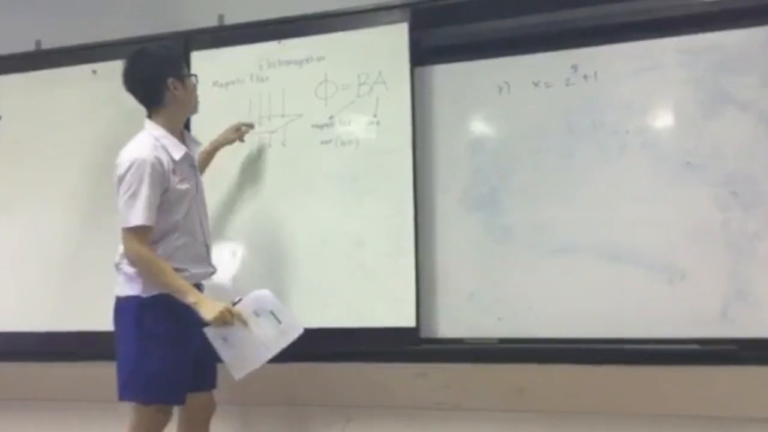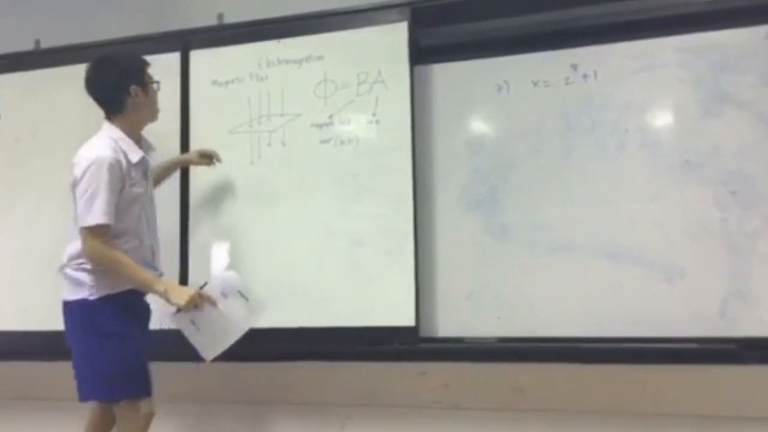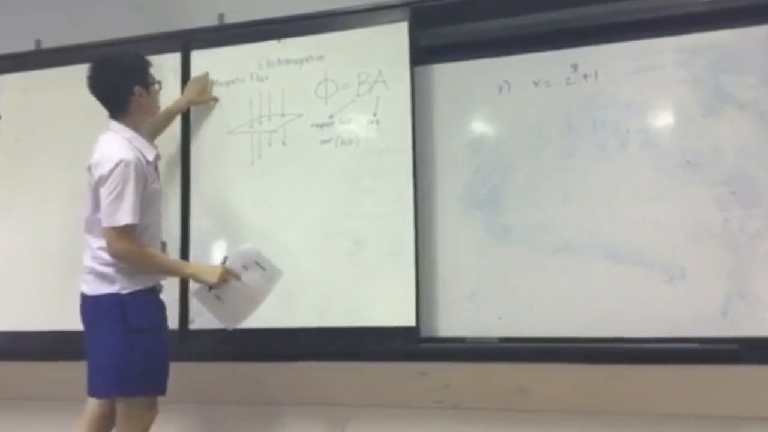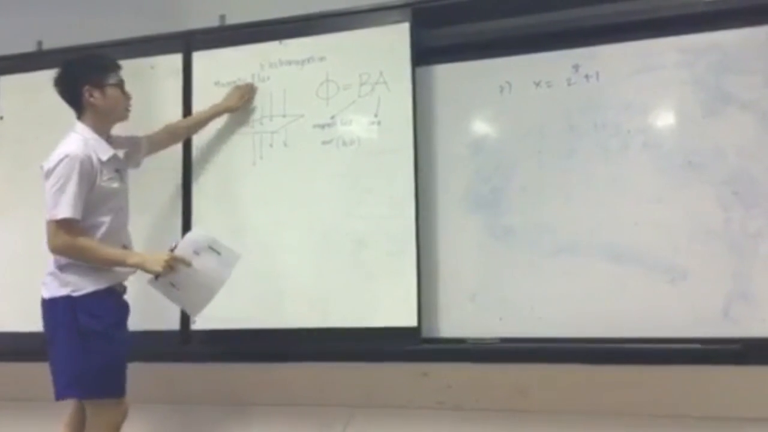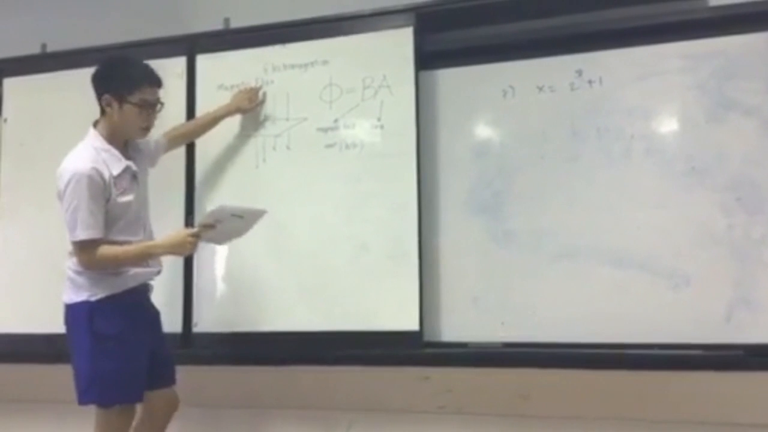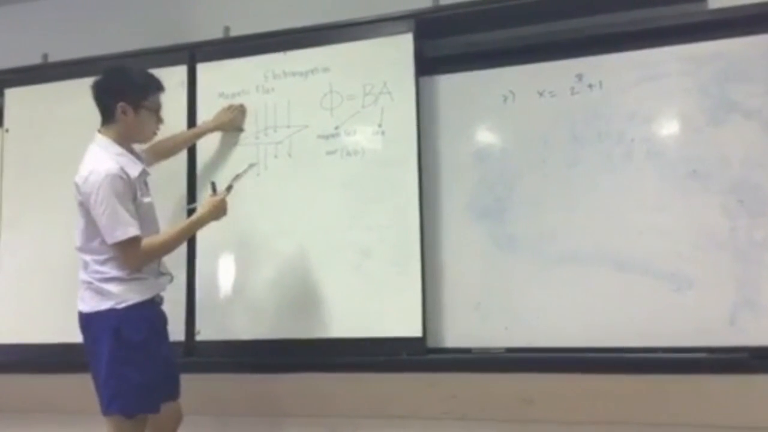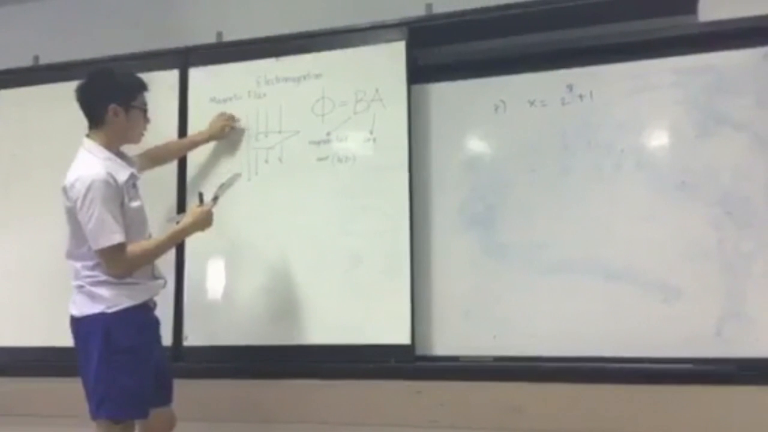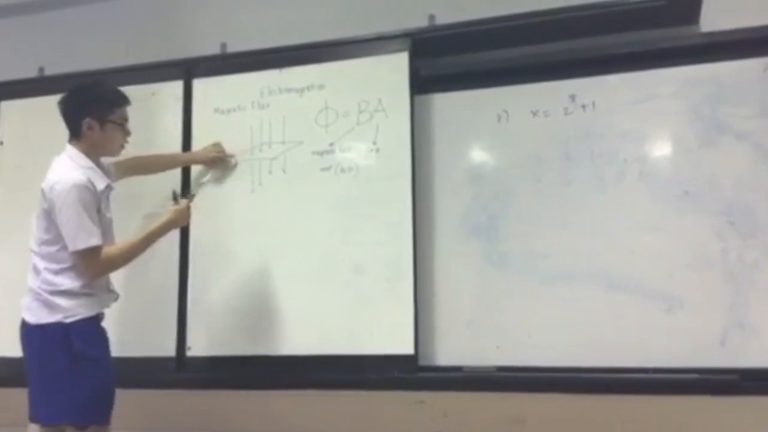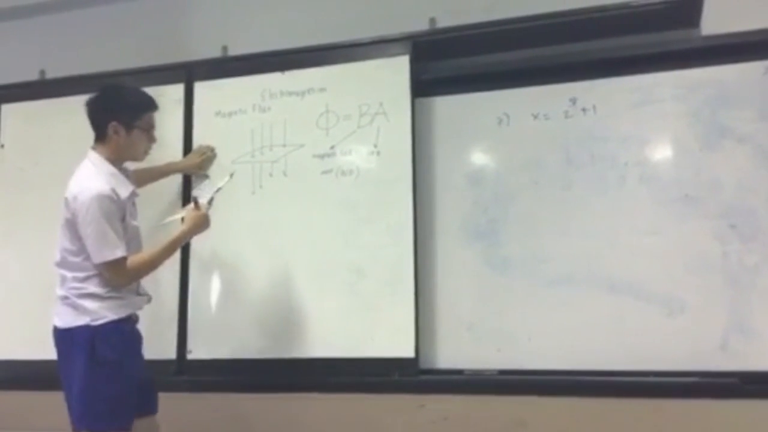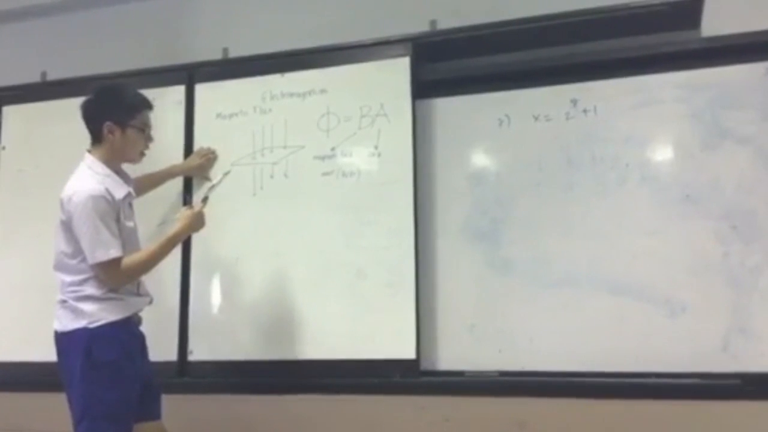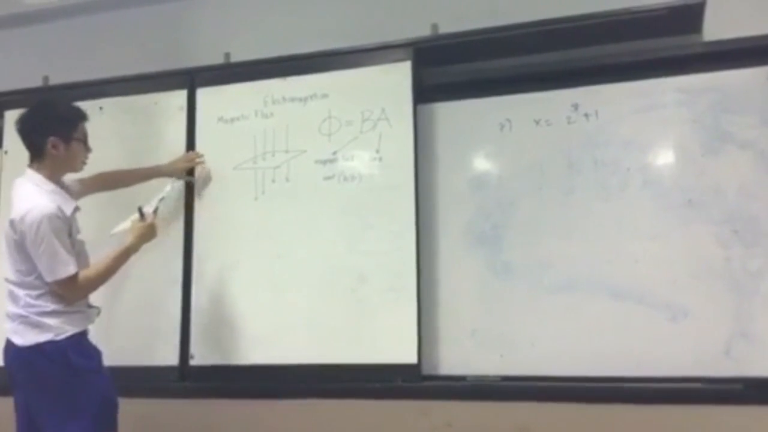Today I'm going to talk about electromagnetism. The minor topic that we use is magnetic flux. First, you can know what magnetic flux is. Magnetic flux is the lines of force through a given area, just like in the picture. The greater the number of magnetic field lines that pass through a particular area, the greater is the magnetic flux through the area.